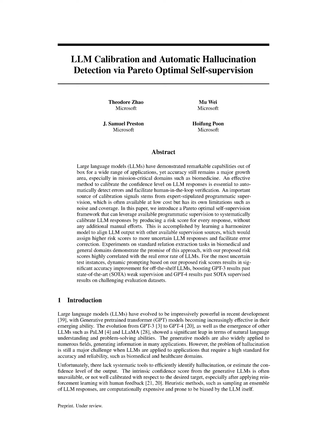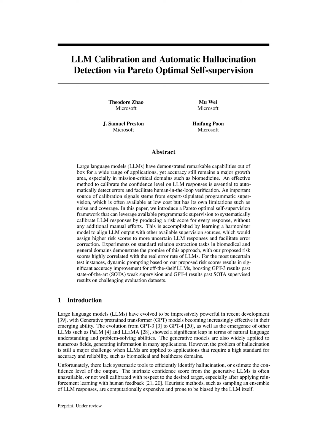They're used in a variety of fields, creating information for many applications. However, there's a major issue with these models when it comes to applications that need high accuracy and reliability, like in the biomedical and healthcare sectors. This issue is known as hallucination, where the model generates information that isn't based on the input data. Unfortunately, we don't have efficient tools to identify hallucination or to estimate the confidence level of the output.